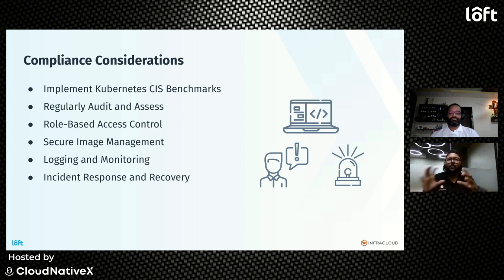So from a Kubernetes standpoint, there is the Center for Internet Security, which is CIS Benchmarks. This group basically publishes a list of good practices and industry requirements, especially from the network side as well as the entire Kubernetes side. So what you can do is implement the recommendations provided by the Kubernetes CIS benchmarks. That should be your stepping stone.